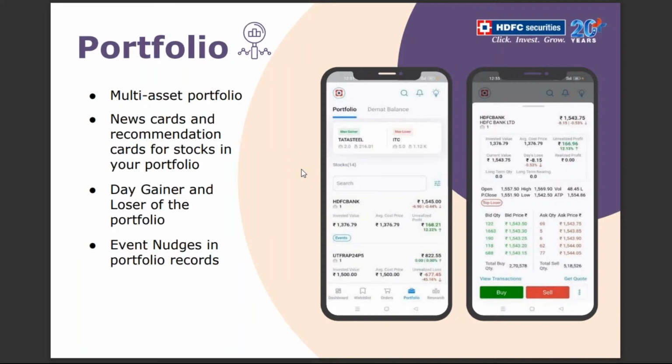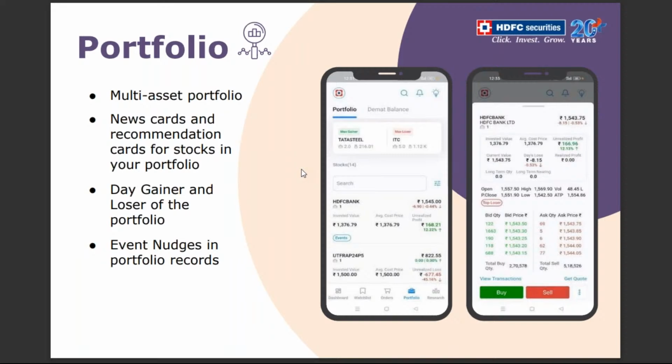So these are the things the customer needs to understand about what is happening on a particular stock. For example, if I'm holding ITC, what is happening on ITC? What is the current news on ITC? What do I need to understand about ITC? All the details will be given under the portfolio page, and the customer can understand the performance of the particular stock.